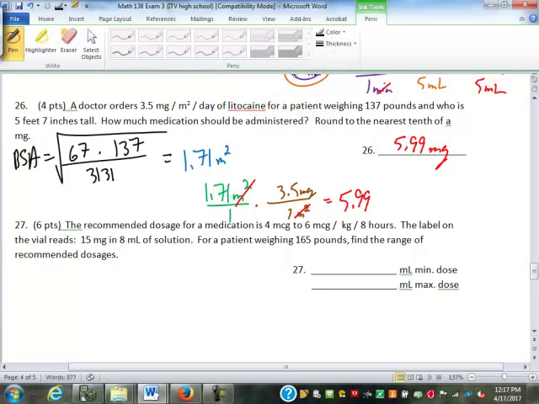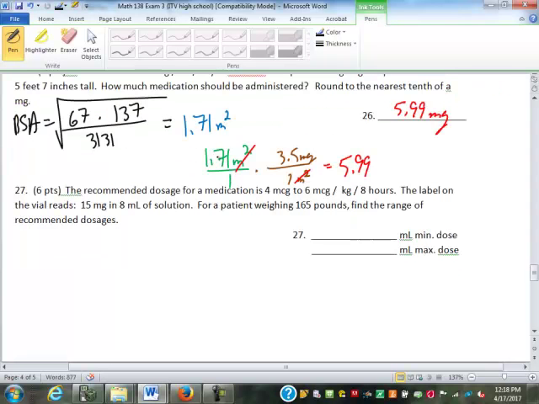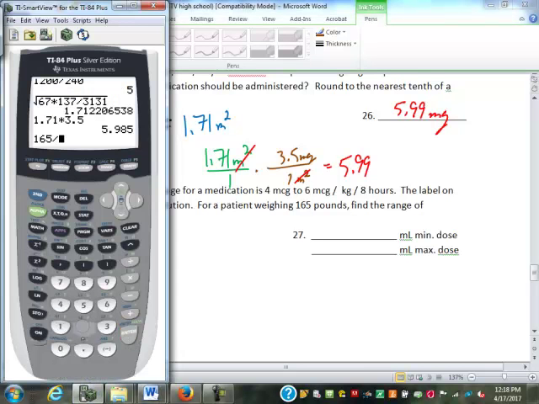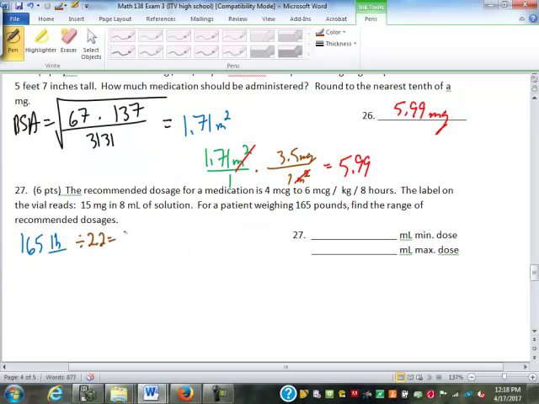Okay, last problem. The recommended dosage for a medication is 4 micrograms to 6 micrograms per kilogram per 8 hours. The label on the vial reads 15 milligrams in 8 milliliters. For a patient weighing 165 pounds, what is the range? So I have 165 pounds. We divide by 2.2 to make that kilograms. Gives us 75 kilograms.